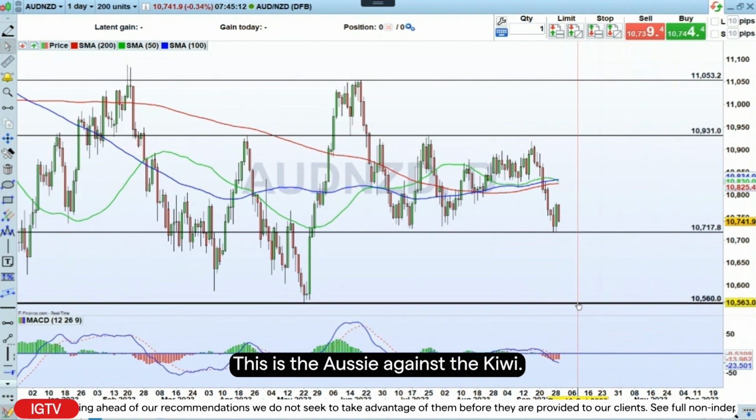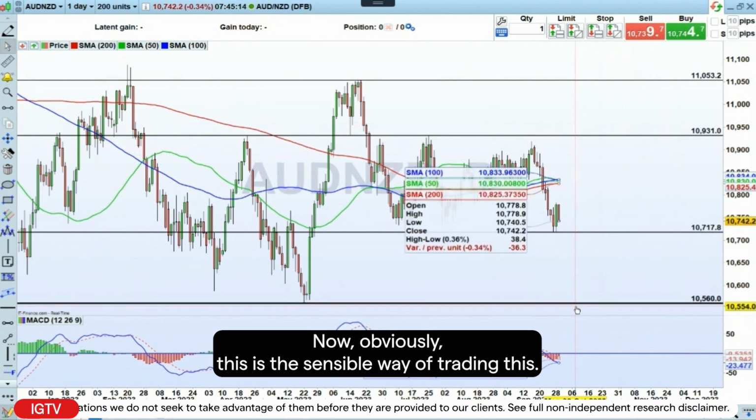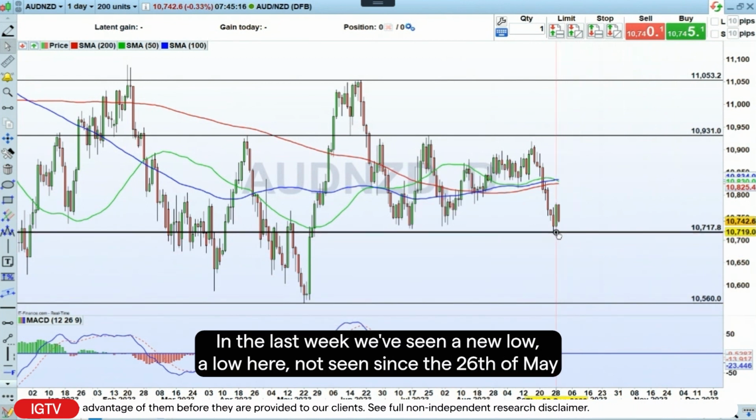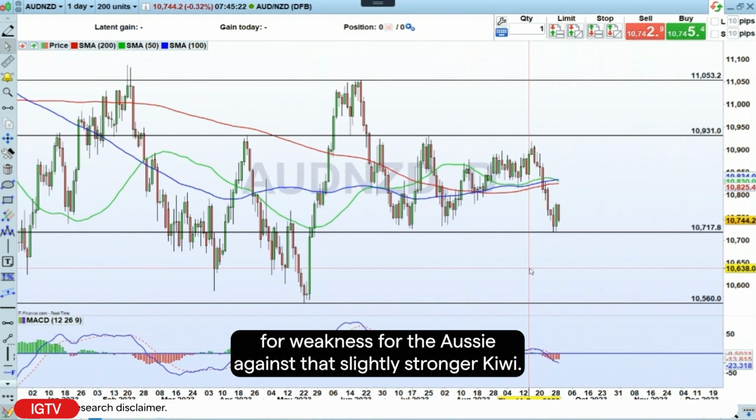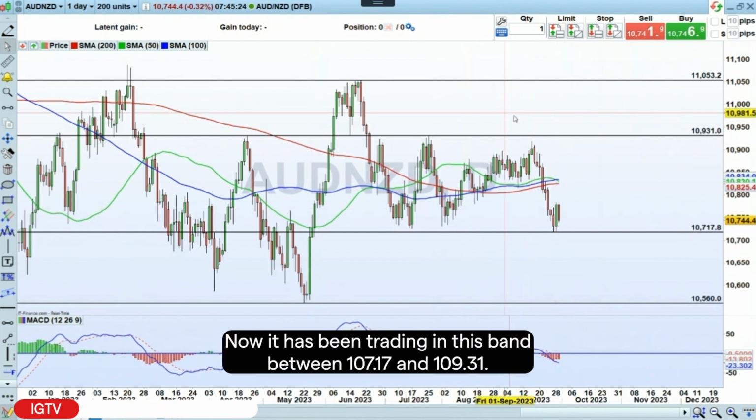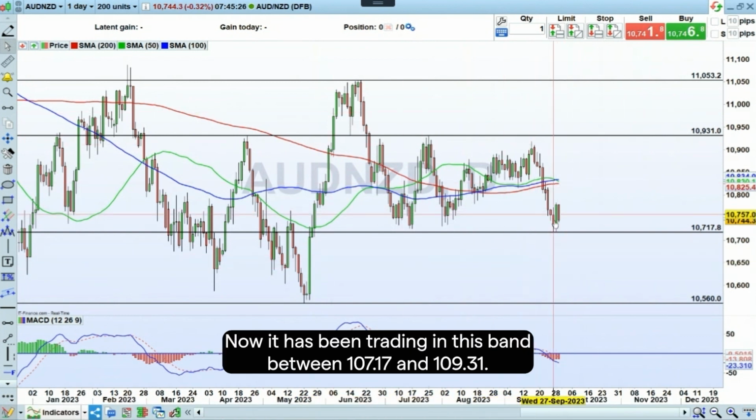This is the Aussie against the Kiwi. Now, obviously, this is the sensible way of trading this. In the last week, we've seen a new lower low here, not seen since the 26th of May, for weakness for the Aussie against that slightly stronger Kiwi. It has been trading in this band between 107.17 and 109.31.